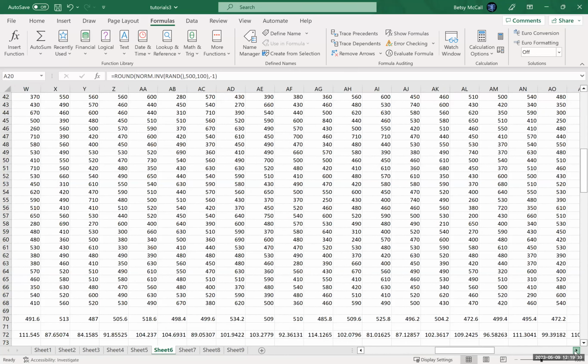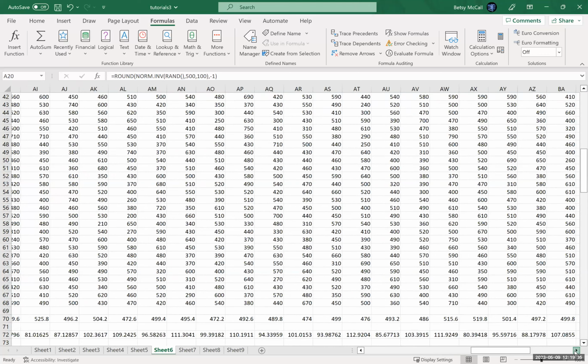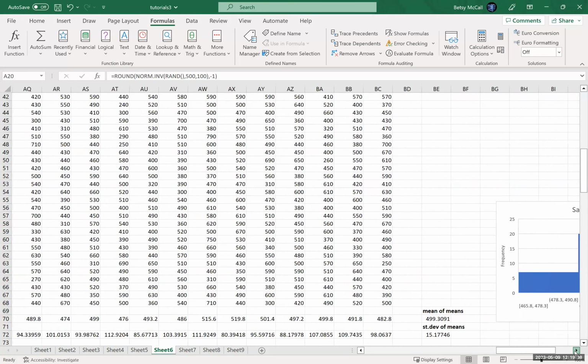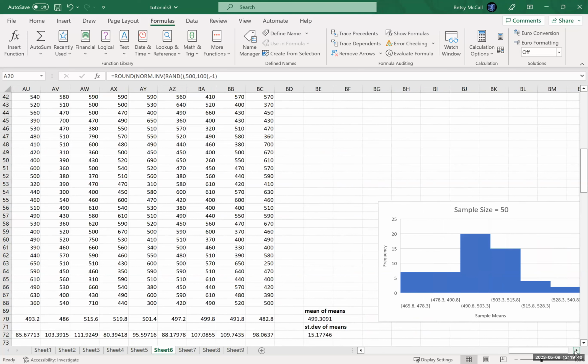And then I copied them all out until I had, again, 55 samples of size 50. And then I calculated the mean of those means.